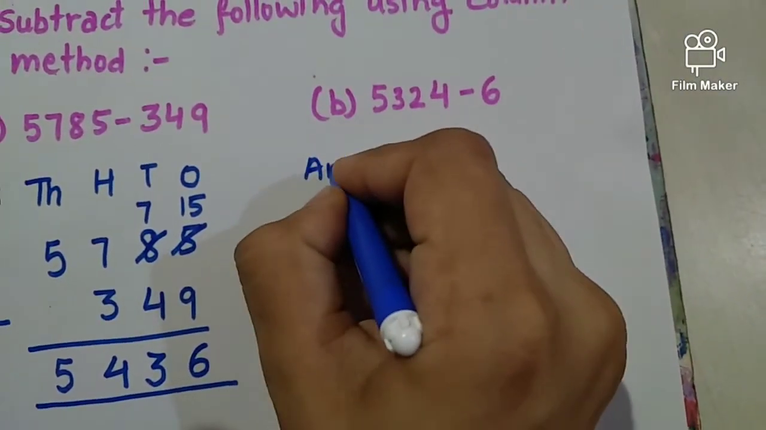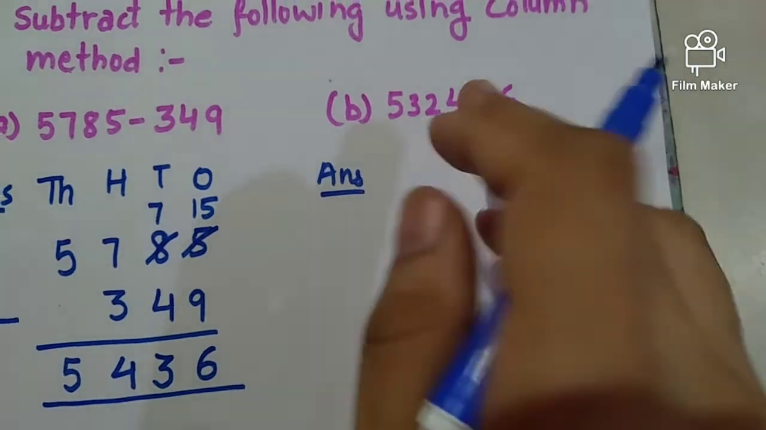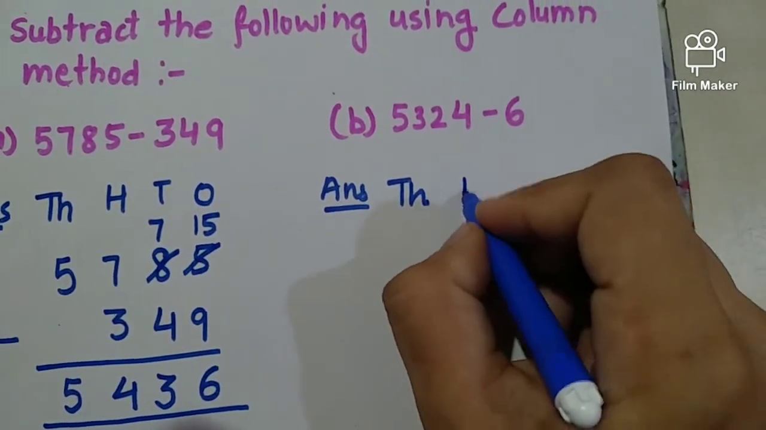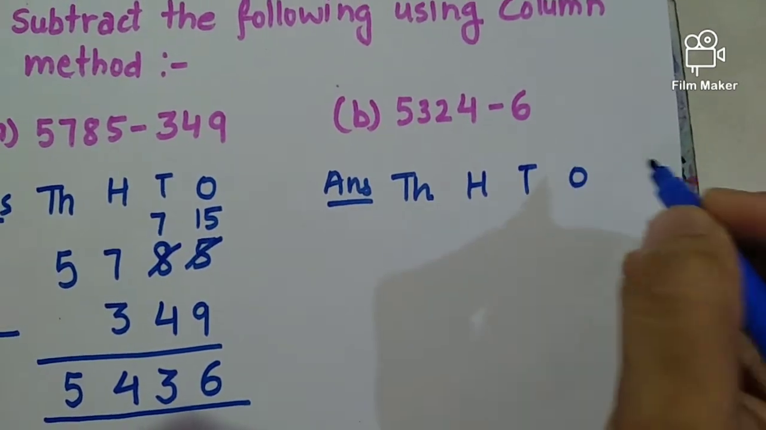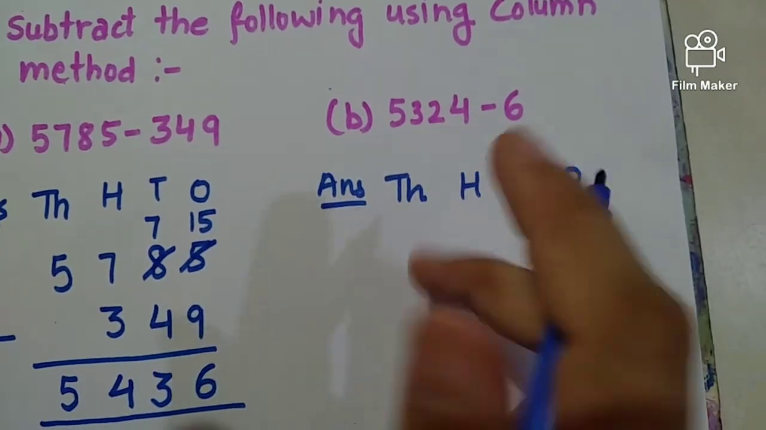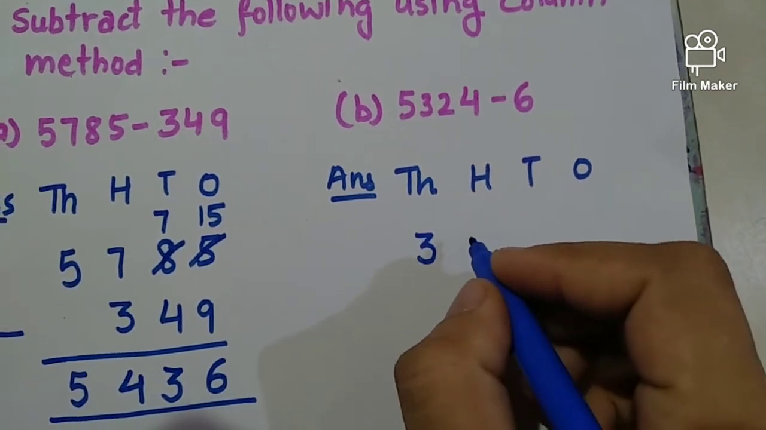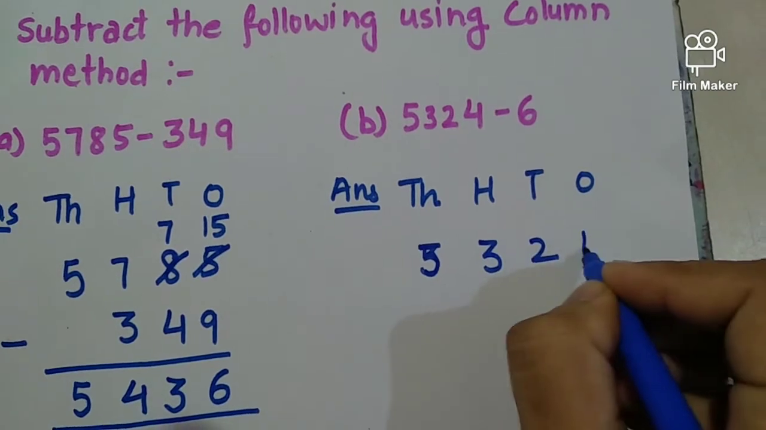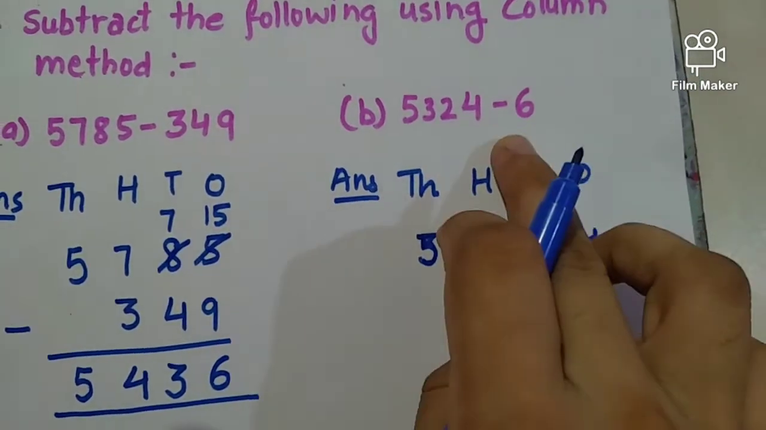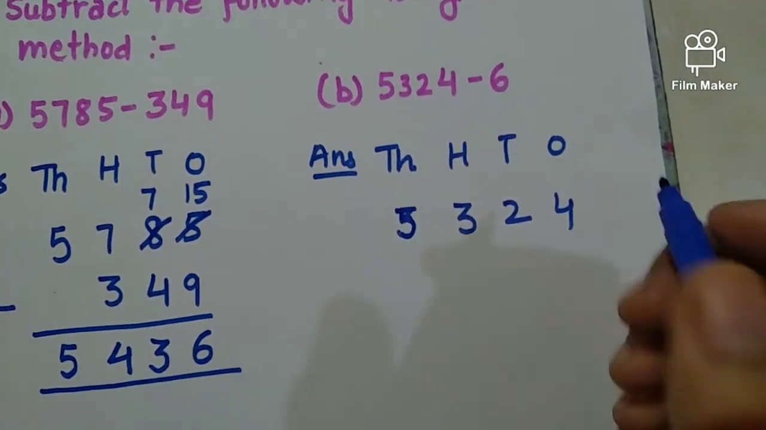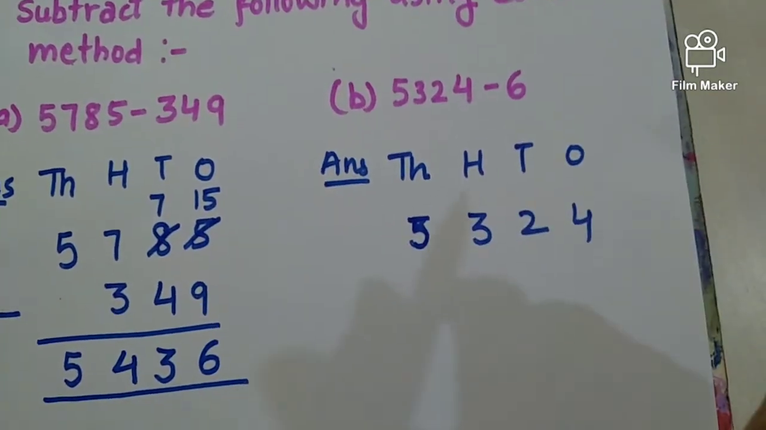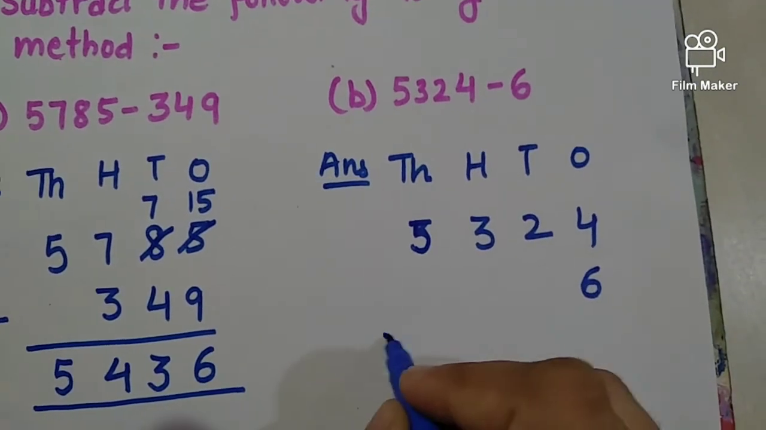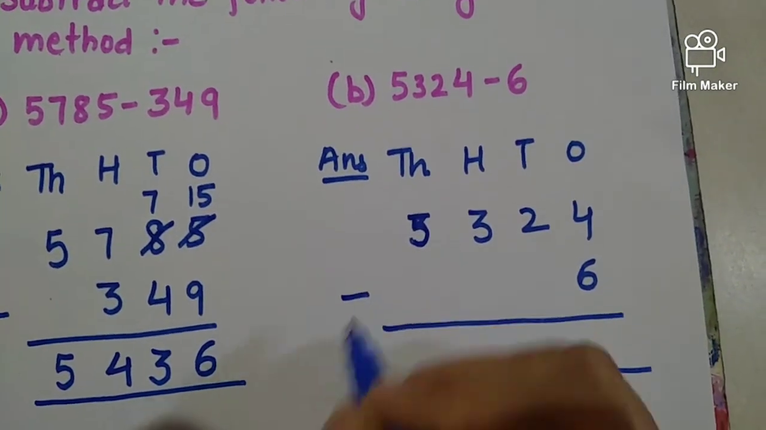Now let's move to our B part. Part B. Here is a 4-digit number, so we have to start writing the columns from the 1000 place. So 1000, then 100, then tens and then ones. So 5324. Write down this number here. Yes, and then we have to subtract 6 from it. ये 6 ones है, सिर्फ ones. तो हमें ये ones की place पे लिखना होगा.